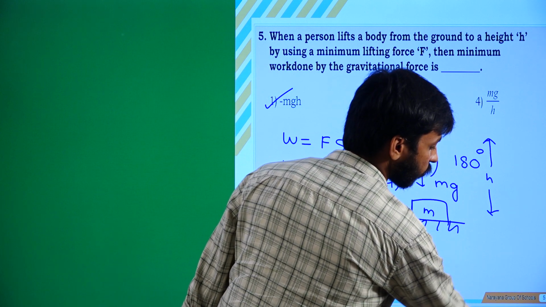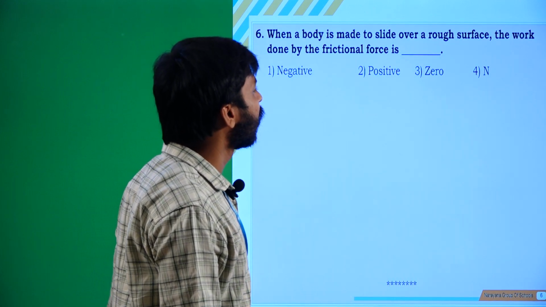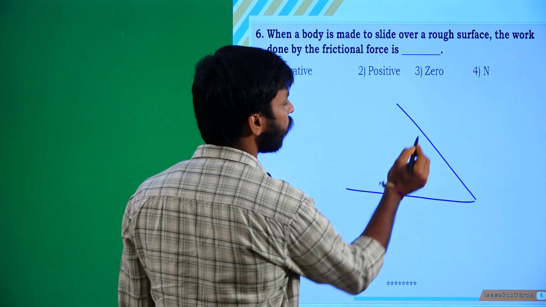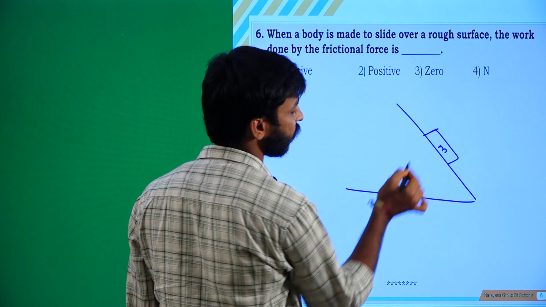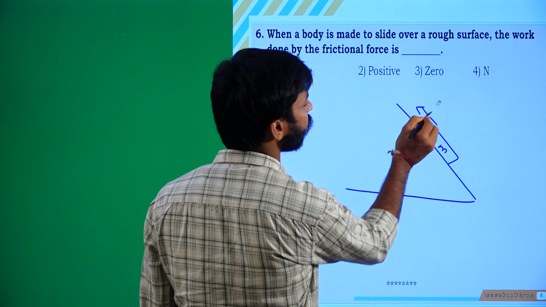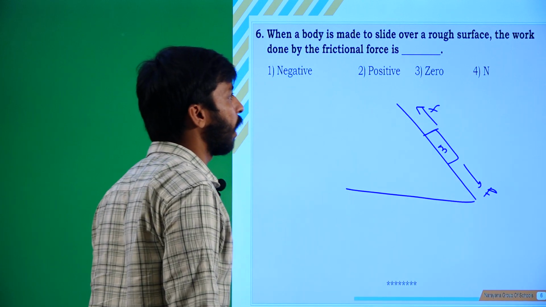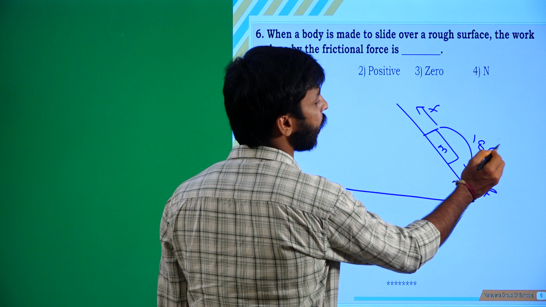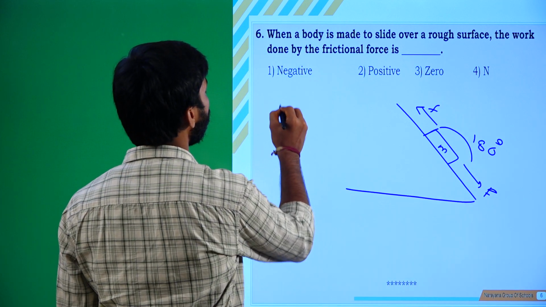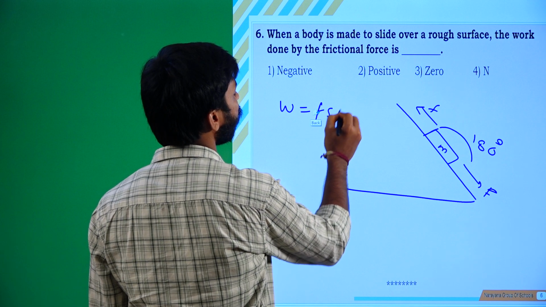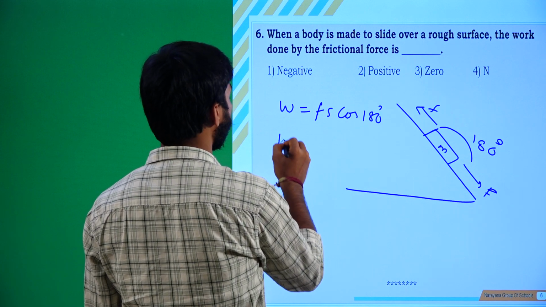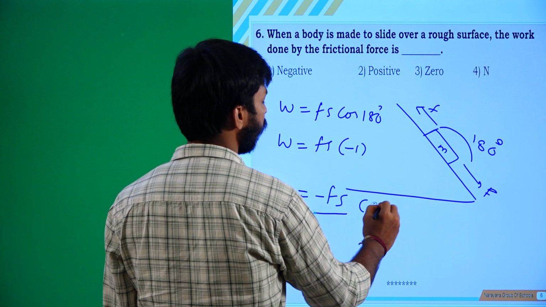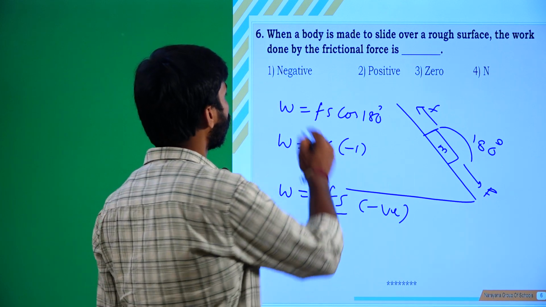And next question: when a body is made to slide over a rough surface, for example a mass m made to slide on a rough surface. Already we know the frictional force is f, while capital F is the applied force. So the work done by the frictional force: the angle between them is 180 degrees. W is equal to f s cos 180, so W is equal to f s into minus 1. So W is equal to minus f s. This is negative. The first option is the correct option.